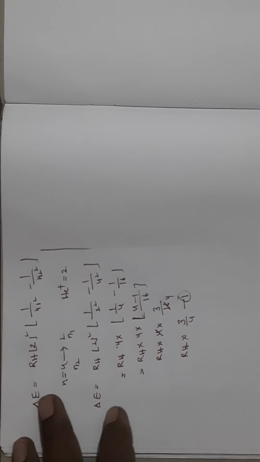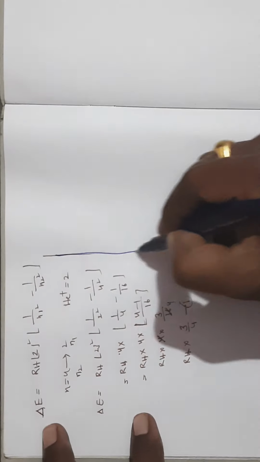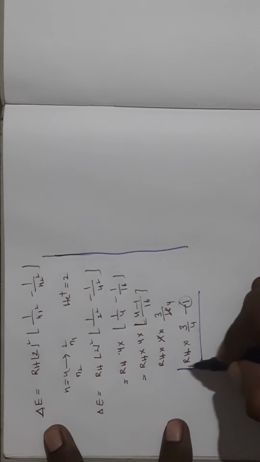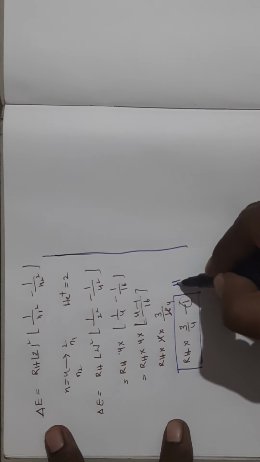So for which atom we have to calculate now? This is for helium atom. Whatever we find out here, this is for helium atom. So now you go for the trial and error method.